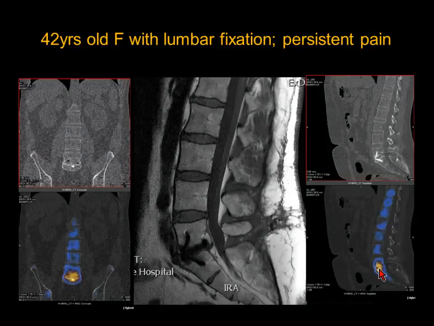So although they have fixed the joint and it is supposed to be rigid, it's not, there is movement which is causing pain. So they need to go back, intervene, and redo the surgery.